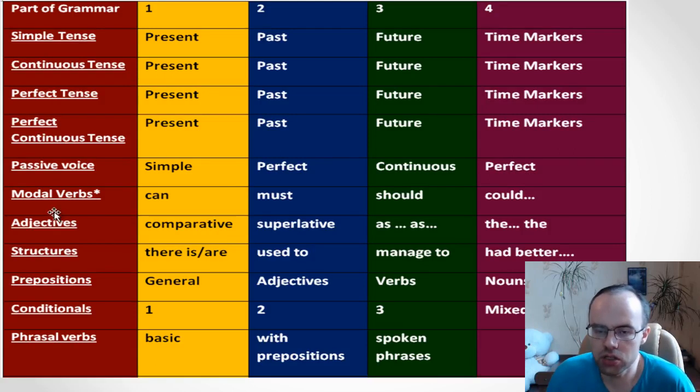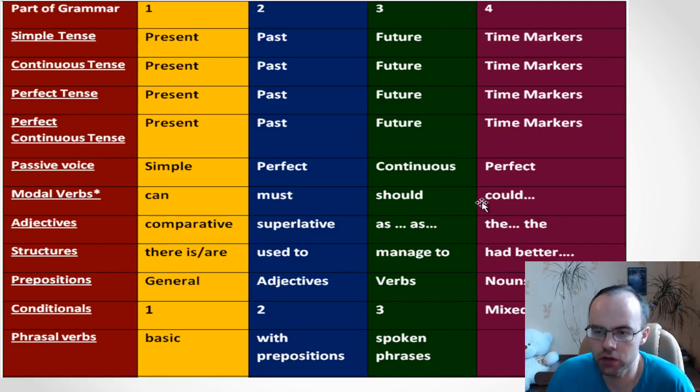Okay, you also need to know modal verbs. Modal verbs, I mean not only can, must, should, could. For example, you can say, I can learn English, I can understand you, I must improve my English, I should speak English without mistakes, so I could find more free time for English, and so on.